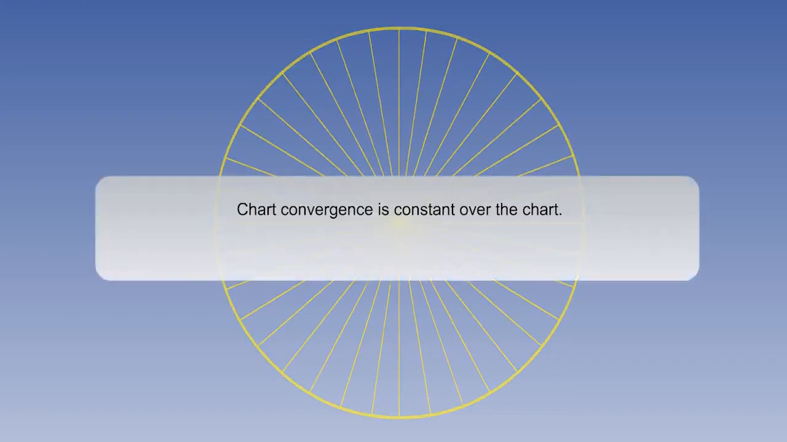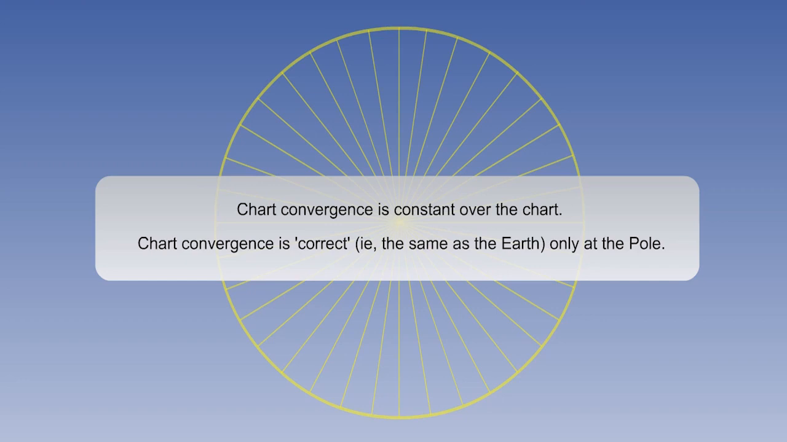There are just 2 more points before we leave chart convergence for this lesson. We shall return to it later. The first is that the meridians are straight lines. Therefore, chart convergence is constant all over the chart, whatever the latitude. The second is that there are only 2 places on Earth where 360 degrees of angular change of the meridian is equal to 360 degrees of longitudinal change. These are the North and South poles. So, chart convergence is correct only at either pole.